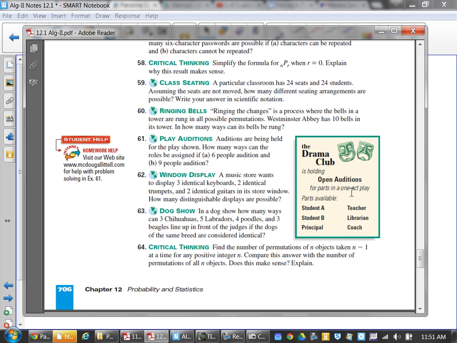You have 9 people auditioning for 6 possible parts, so it's 9 permute 6, because once you get a part you're not going to get another part. The order is important here. If you do it longhand, it's 9 factorial over 3 factorial, so it winds up being 9, 8, 7, 6, 5, 4 all multiplied together. Some big number.